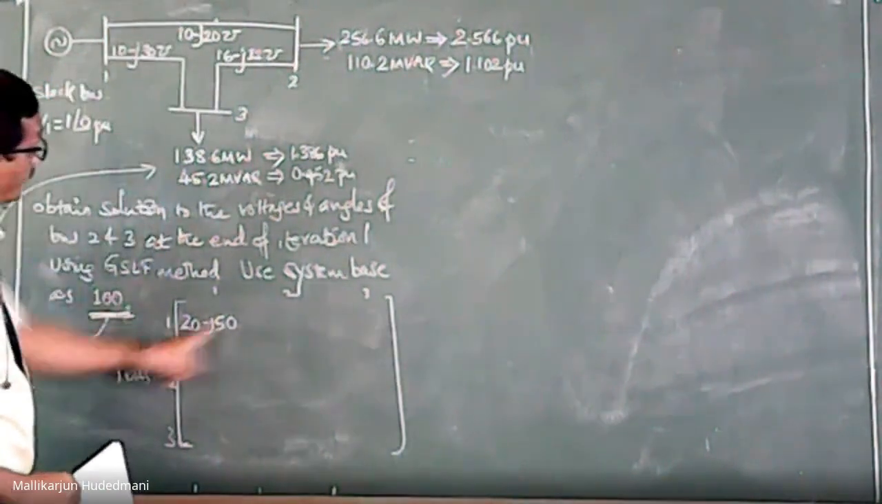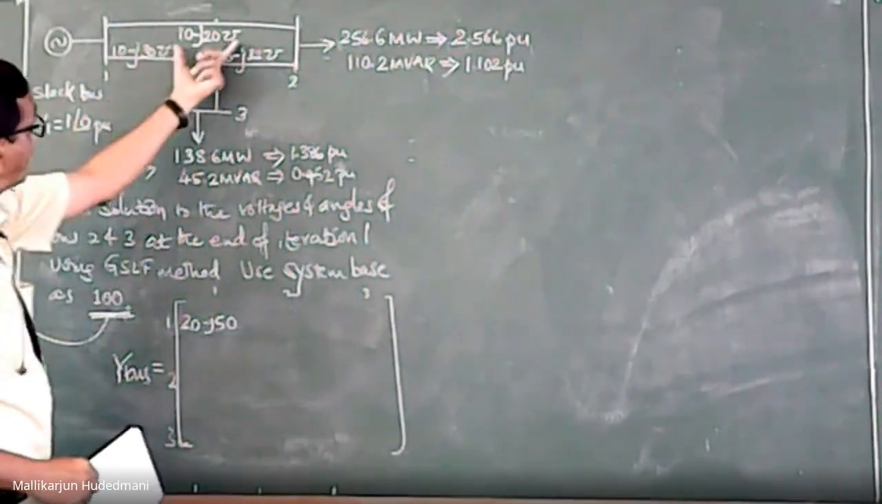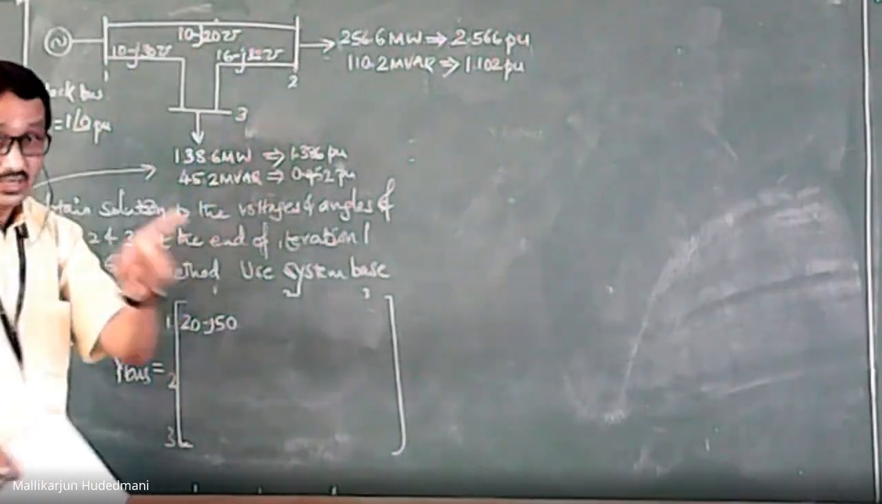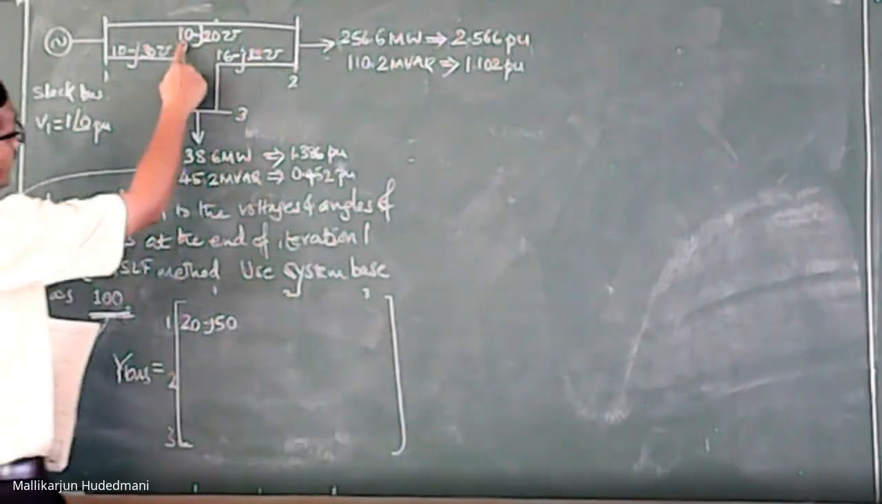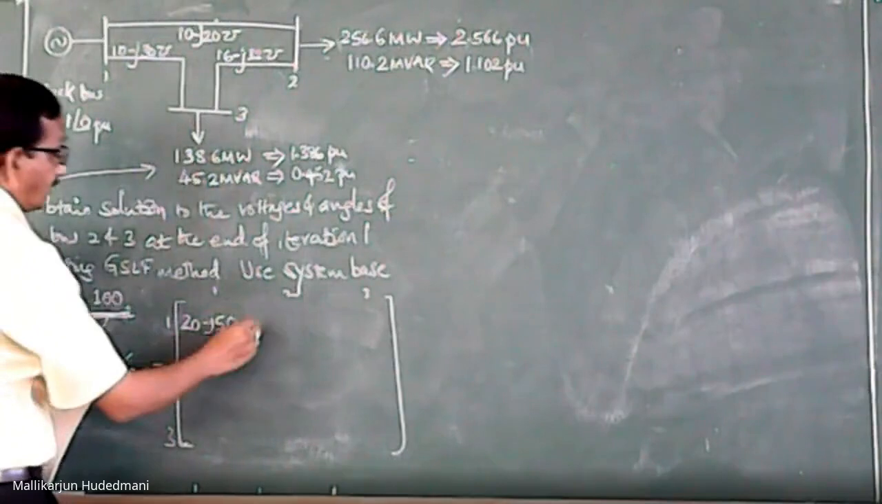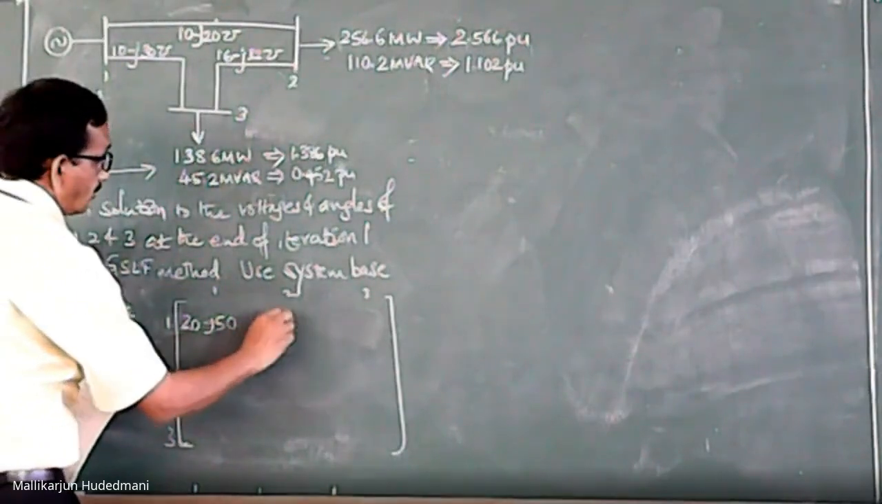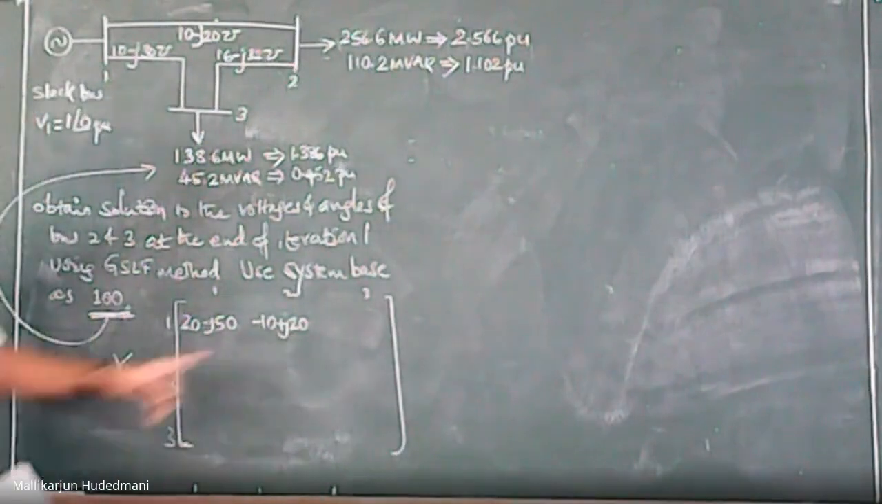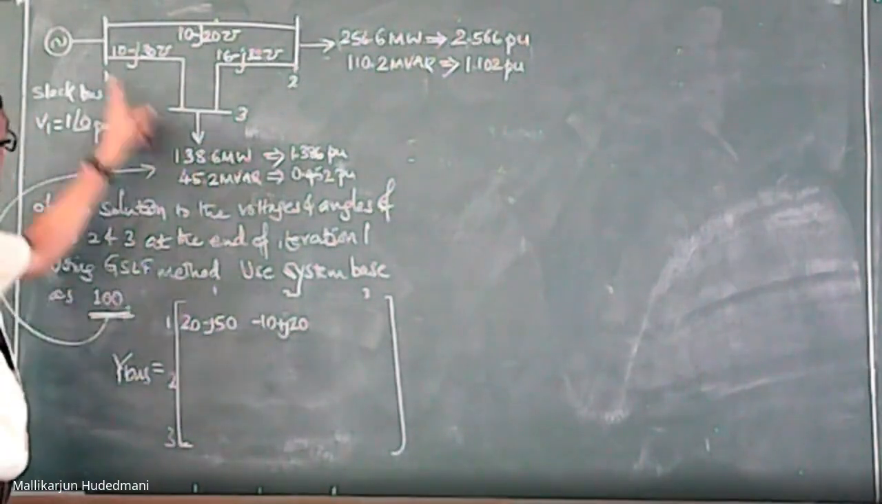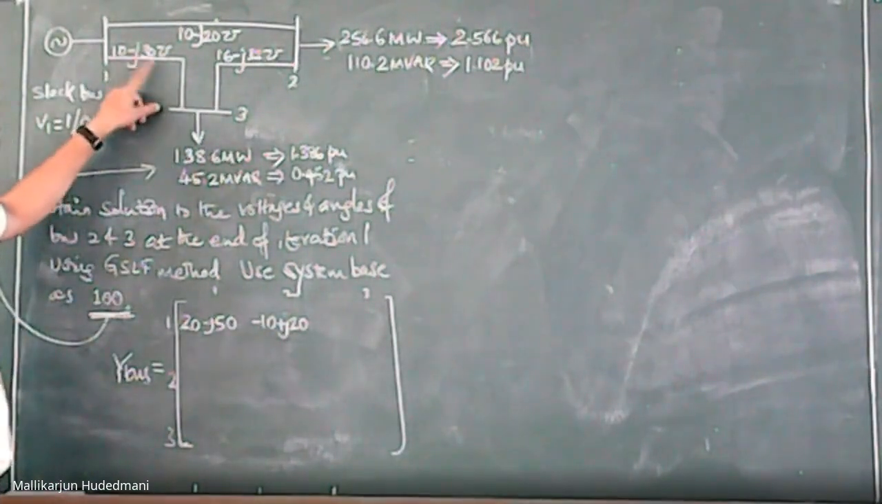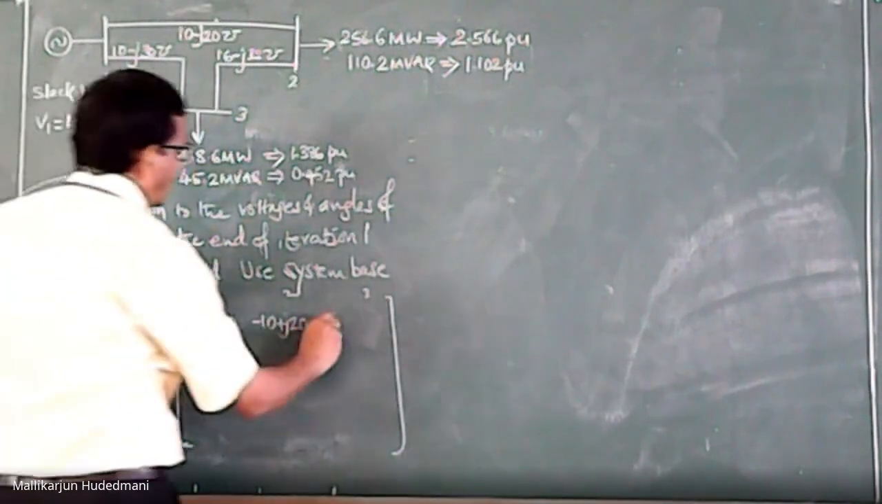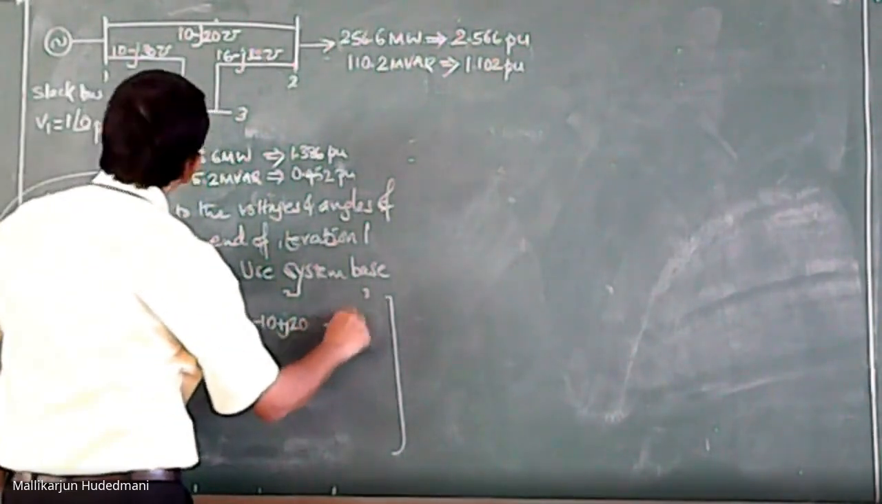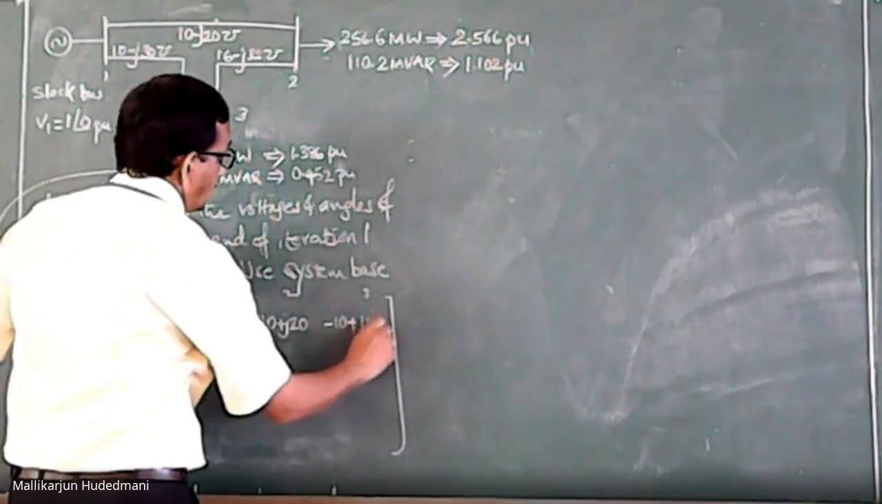What is 1 cross 2? From the elemental data, I have 1 to 2, negative of that. What is this? 10 minus j 20, negative. It becomes minus 10 plus j 20. Hope you are able to write it directly. Then what is 1, 3? 1, 3 is the negative of this data, which is minus 10 plus j 30.